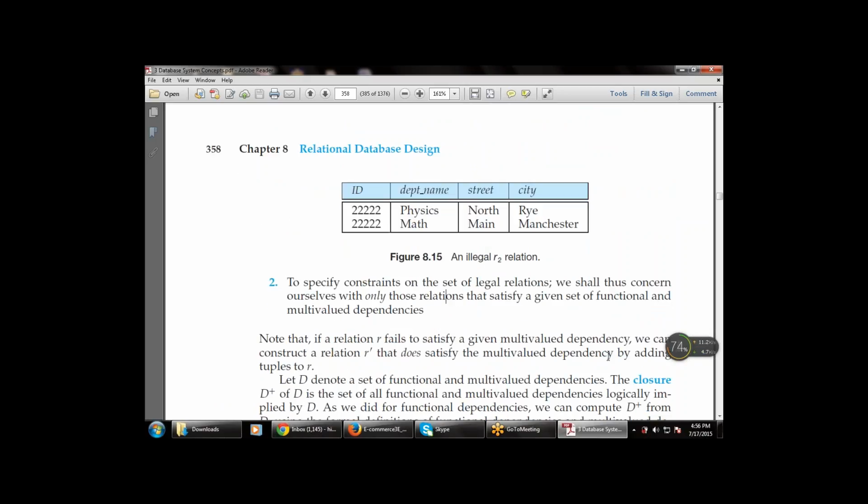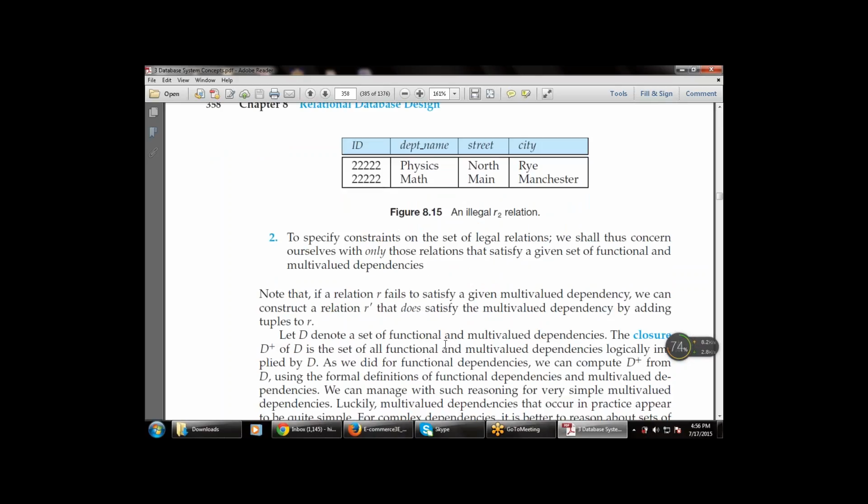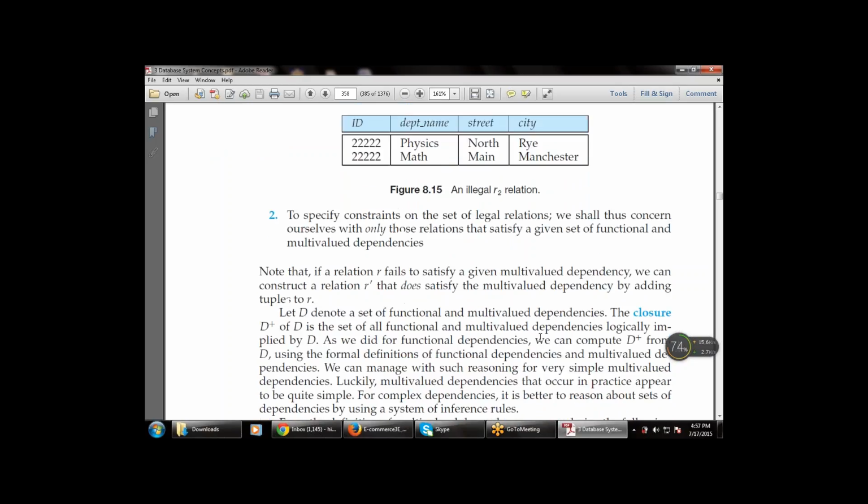To specify constraints on the set of legal relations, we shall concern ourselves only with those relations that satisfy a given set of functional and multi-value dependencies. Note that if a relation R fails to satisfy a given multi-value dependency, we can construct a relation R' that does satisfy the multi-value dependency by adding tuples to R.